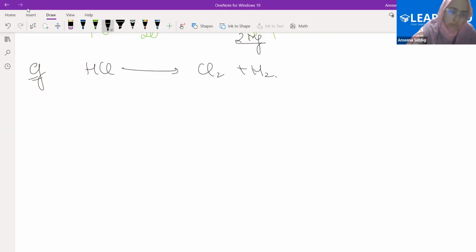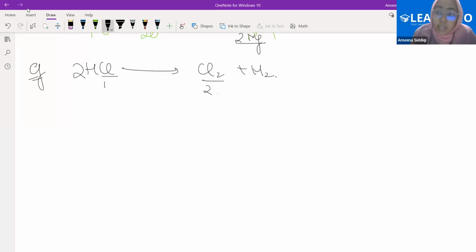Okay. So now see, let's try to balance chlorine first. How many atoms on the reactant side? 1. And on the product side? 2. Clearly not balanced. So we'll try to balance chlorine first. We'll add a 2 here.